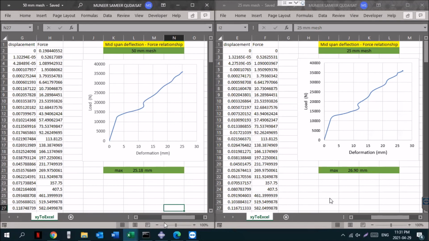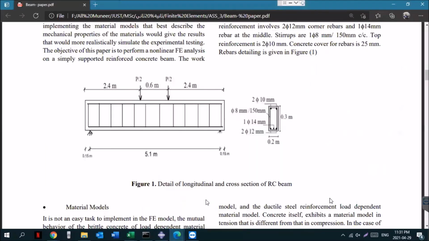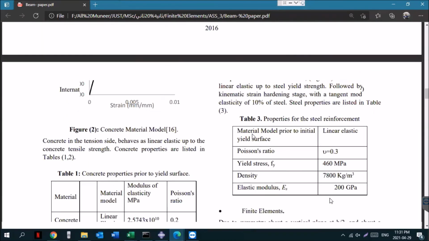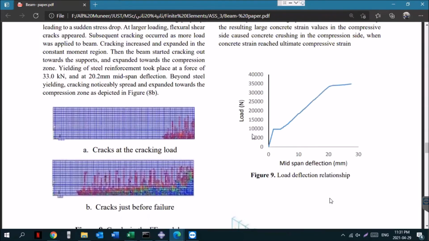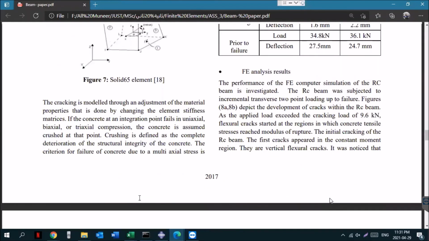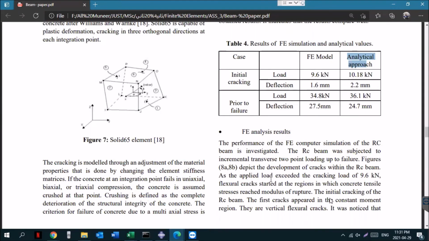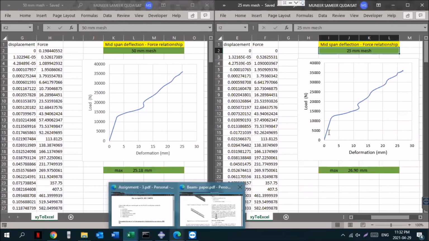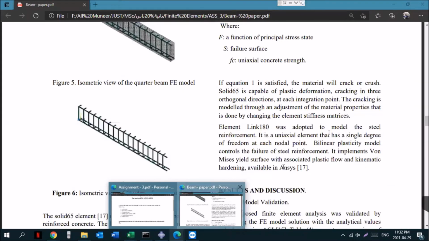Now, they look similar to the researcher's with minor differences, and I would suggest that the differences go back to the fact that the type of solid element that the researcher used is different from the one that I used. I used linear analysis, he used quadratic analysis. Here we got 25.2 millimeter deflection when using the 50 millimeter mesh, and we got 26.9 millimeter deflection when using the 25 millimeter mesh, which is the closest to the researcher's results here.